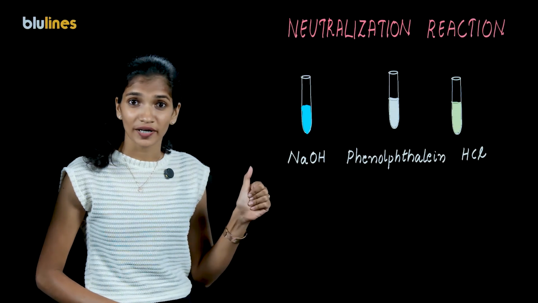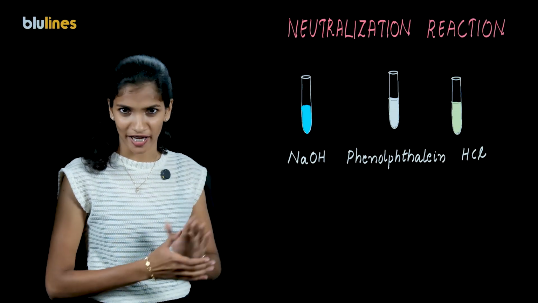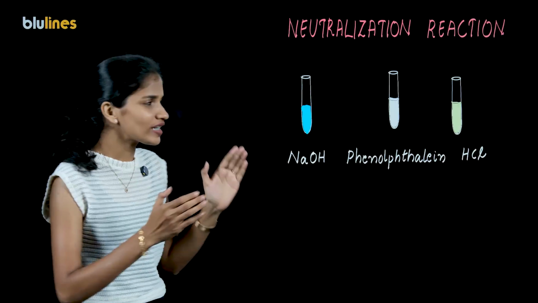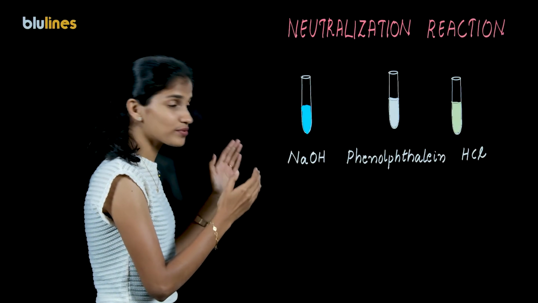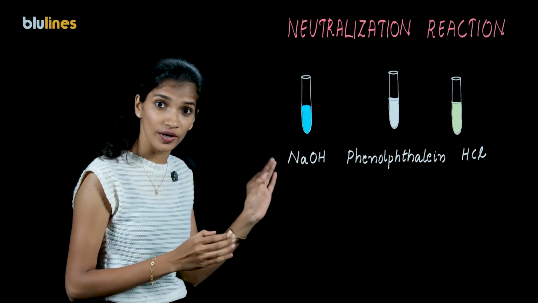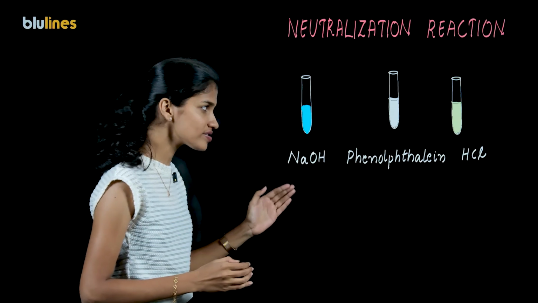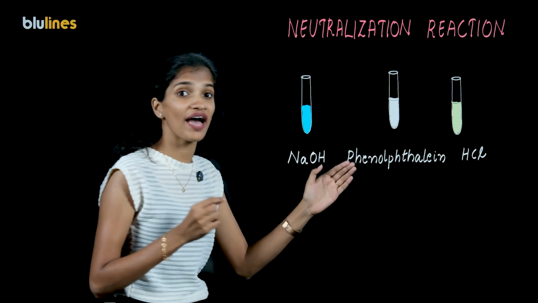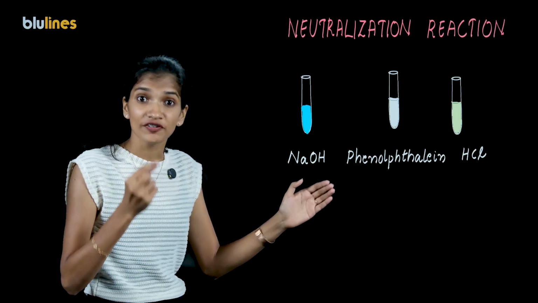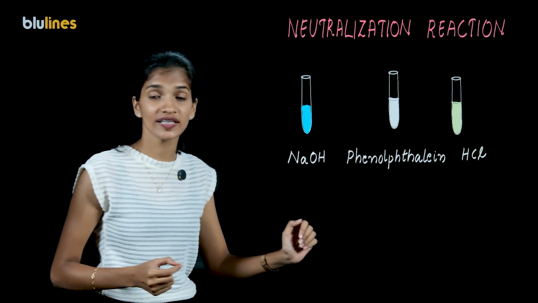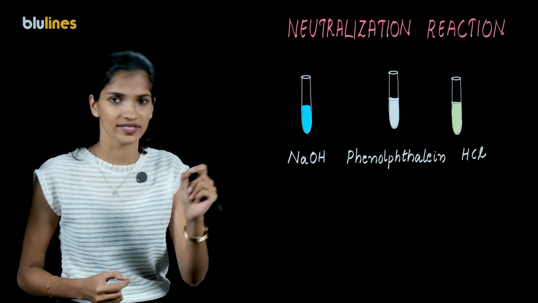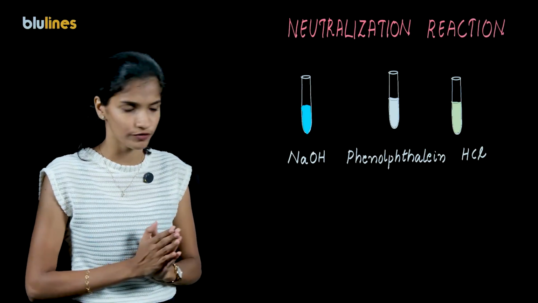Here we are going to learn about neutralization reactions. So, consider three different test tubes. In the first test tube, we have taken NaOH, sodium hydroxide, which is a base. In the next test tube, we have used an artificial indicator, that is phenolphthalein. And in the third one, as you can see, there is hydrochloric acid. As the name suggests, it is an acid itself.